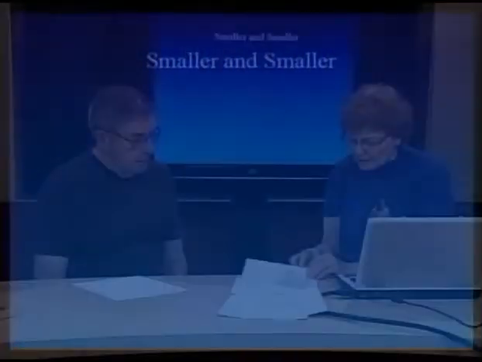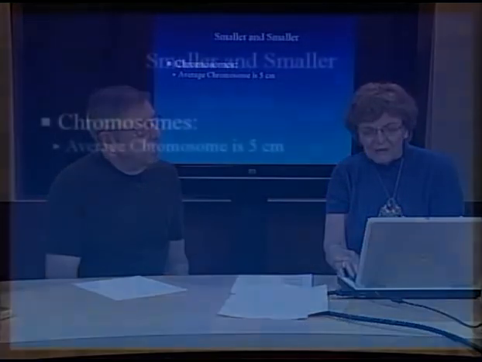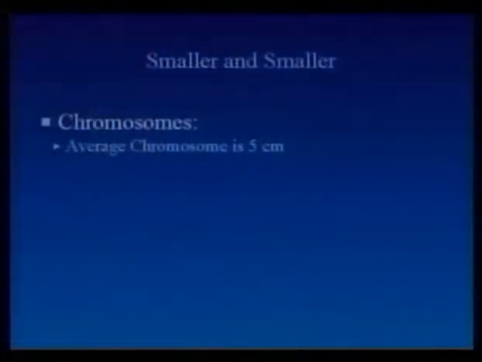Now, we're going to talk a little bit about the DNA itself, and it keeps getting smaller and smaller, and to me this is very, very hard to visualize. We've seen the chromosomes, and the chromosomes are found on the genes, or on the X and Y chromosome. The average chromosome is 5 centimeters. Now, if it's 5 centimeters, how can we not see it? I mean, I can't. Well, it's very small.